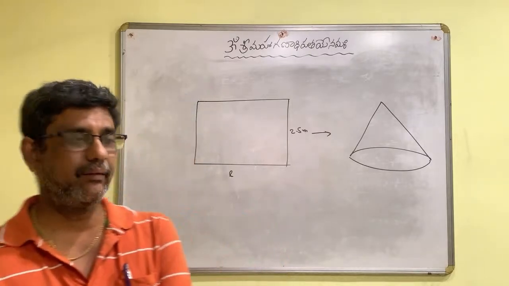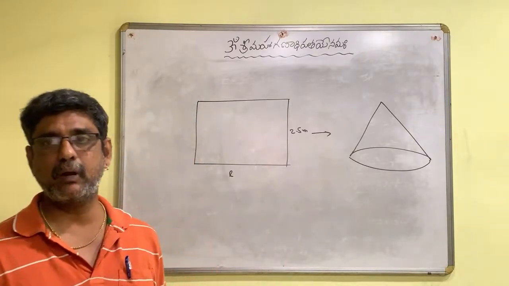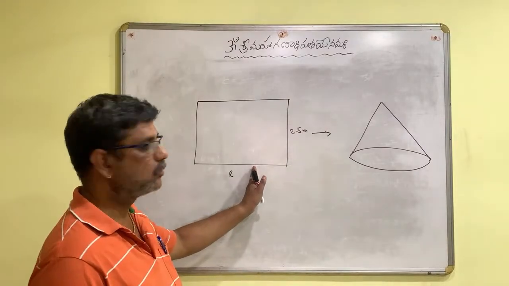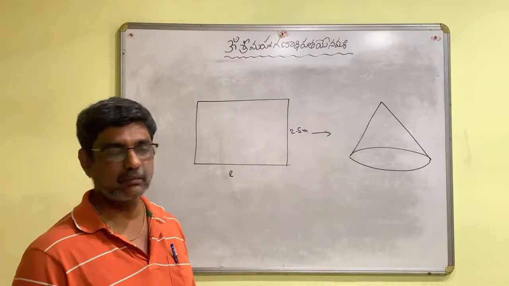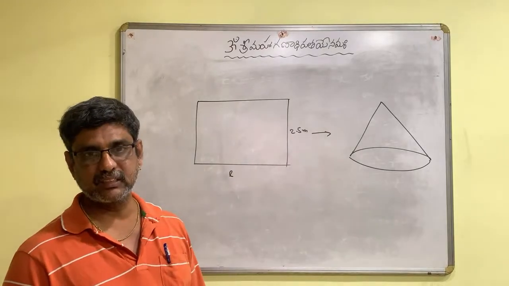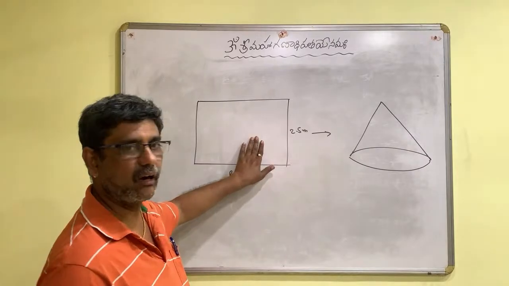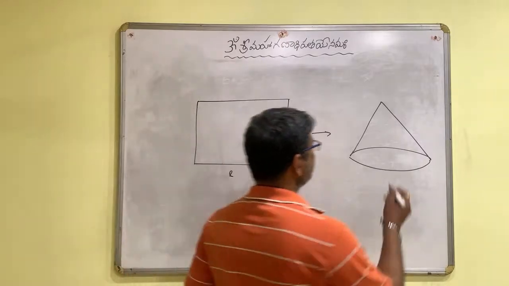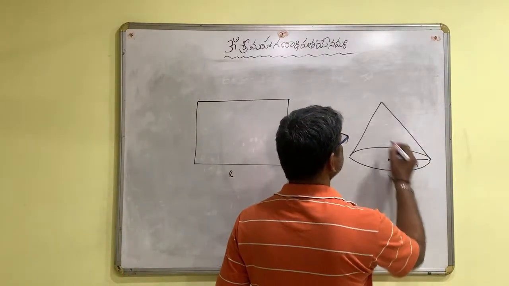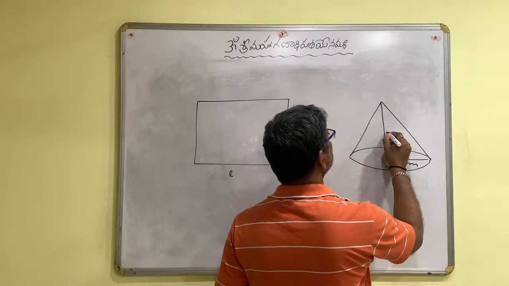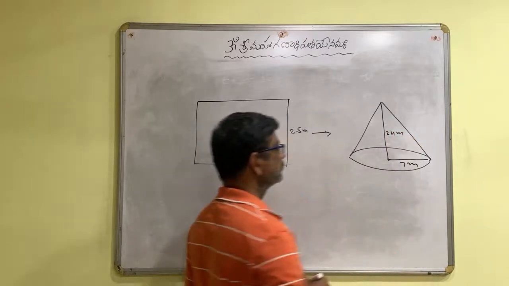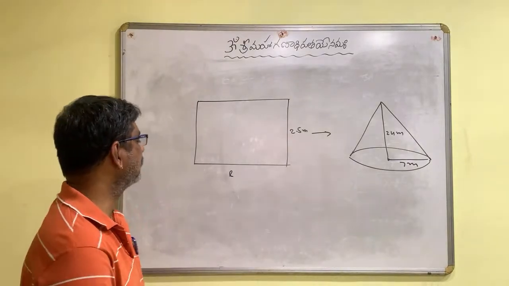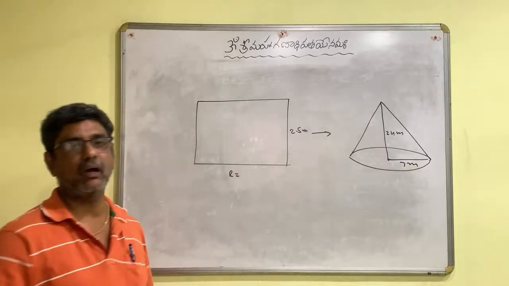Good evening. Today's first problem. There is a rectangular cloth whose length we don't know. We need to find it. And the width is 2.5 meters. With this rectangular cloth, a conical tent was made, whose radius is 7 meters and height is 24 meters. Now we need to find the length of the rectangular cloth.